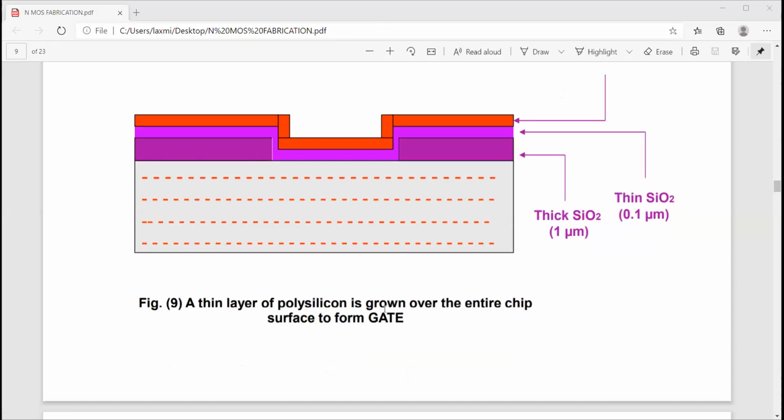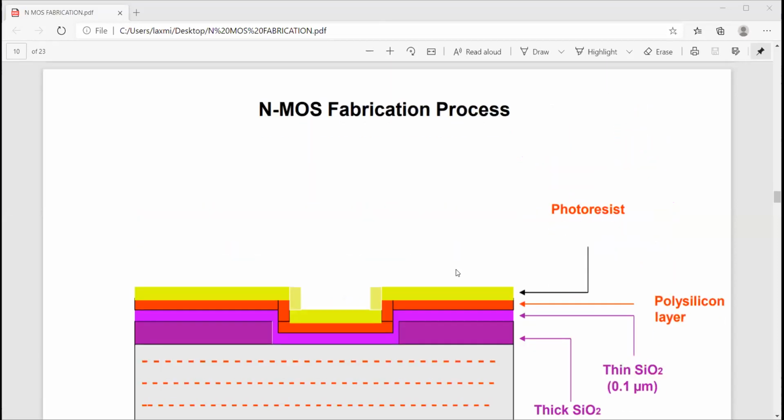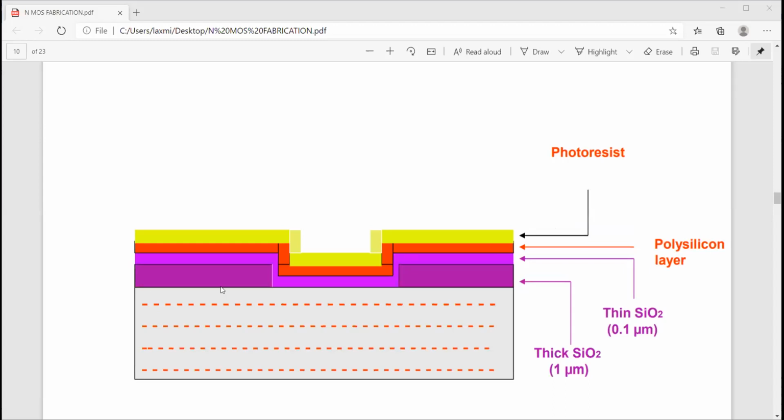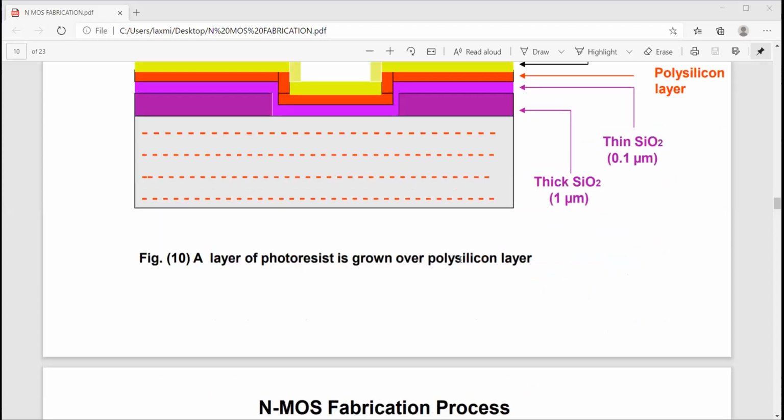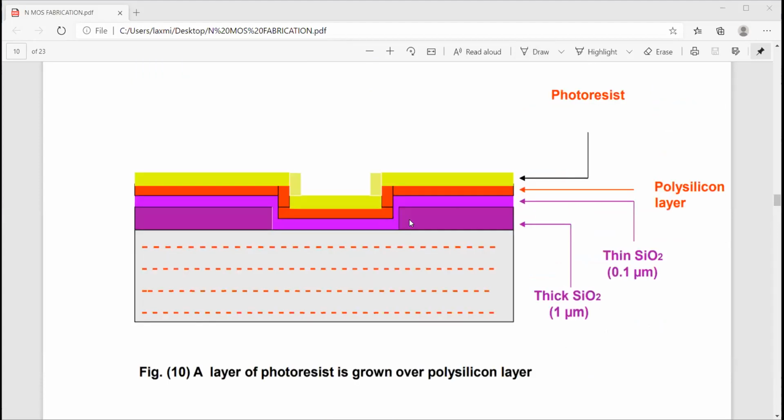A thin layer of polysilicon is grown over the entire chip surface to form a gate. Gate form చేయడం కోసం we are using one polysilicon layer. Next ఏం చేస్తున్నాం, after that the 3 layers are there. Again ఏం చేయాలి, we need to impose a UV light. UV light impose చేయాలంటే again we are using a photoresist layer. Again we have to deposit a photoresist layer over all these layers. A layer of photoresist is grown over the polysilicon layer. అంటే ఇక్కడ photoresist layer also again we are depositing.